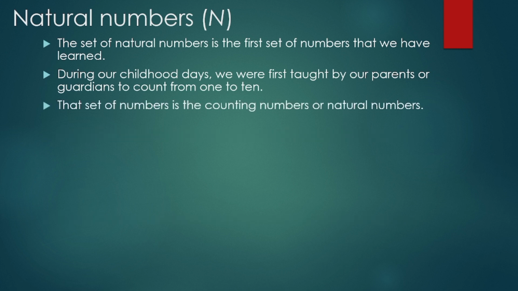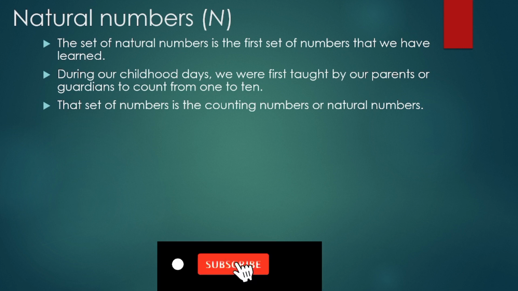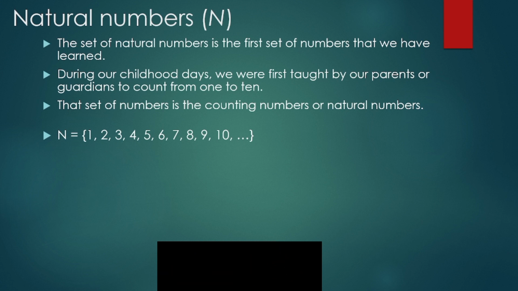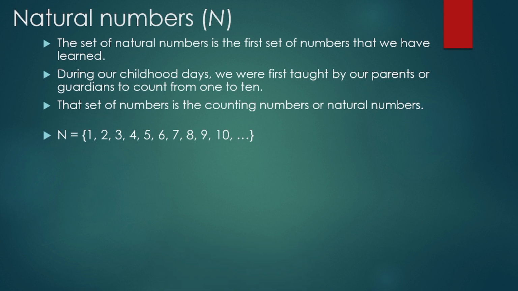So the set of numbers is the counting numbers or natural numbers. So another term for natural numbers is counting numbers. So ito yung mga sample ng natural numbers natin, 1 hanggang 10 and so forth. So yung ibig sabihin po nito, tatlong dot hanggang sa pinakadulo-duluhan. So, hindi naman po natin alam kung ano ang pinakadulo ng numbers, di ba?